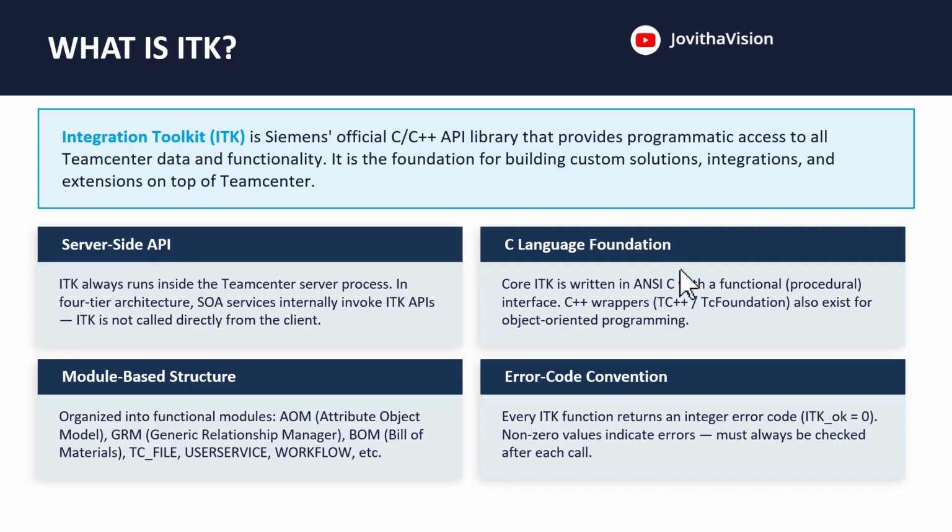Second, it's C based. The core ITK is ANSI C with a procedural interface. You call functions, not methods on objects. Siemens also provides C++ wrappers, sometimes called TC++ or TC Foundation, but the core API is C. Third, it's modular. ITK is organized into functional modules, each responsible for a specific domain. AOM for object operations, GRM for relationships, BOM for structure management, and so on.